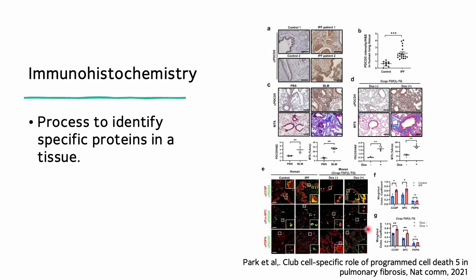This is an immunofluorescence image. Immunohistochemistry makes colorization of the protein. However, immunofluorescence is similar to immunohistochemistry, but it has a fluorescence dye on it, so you can see it in this fluorescence image.